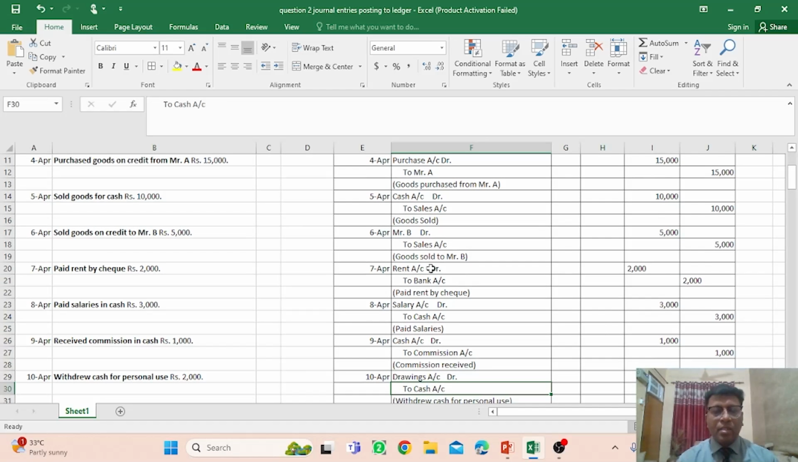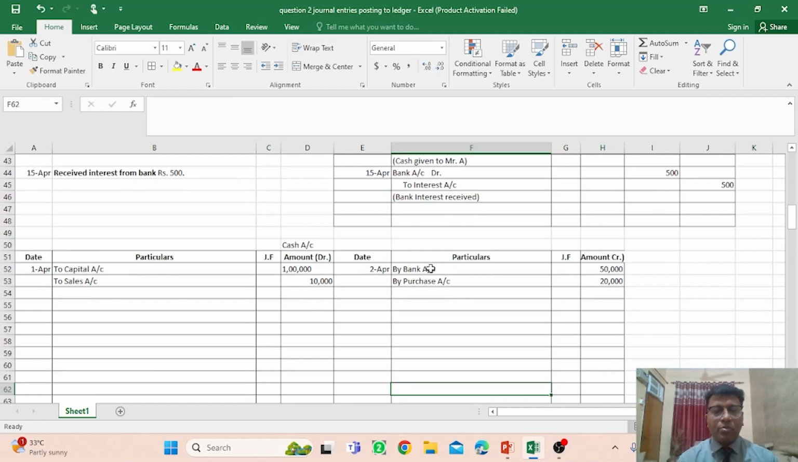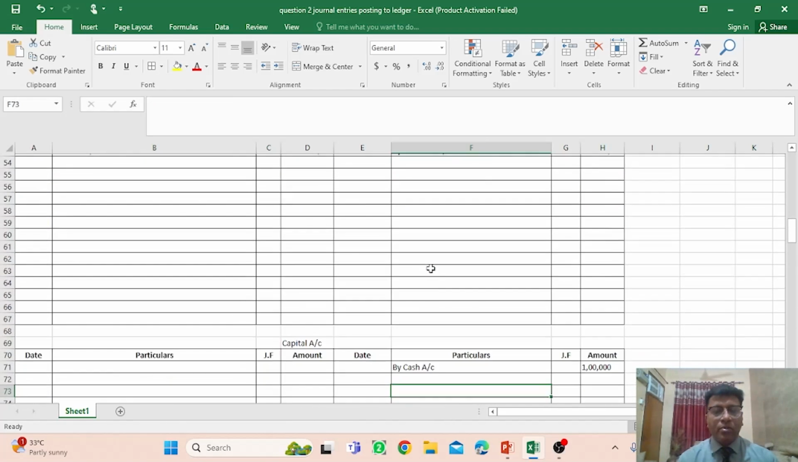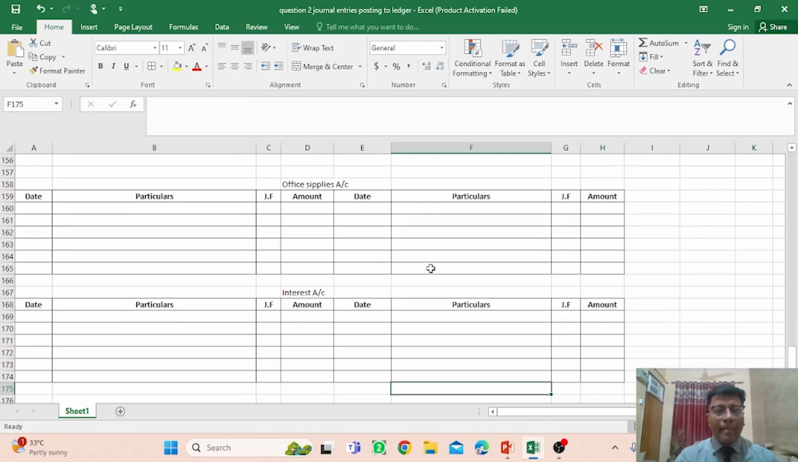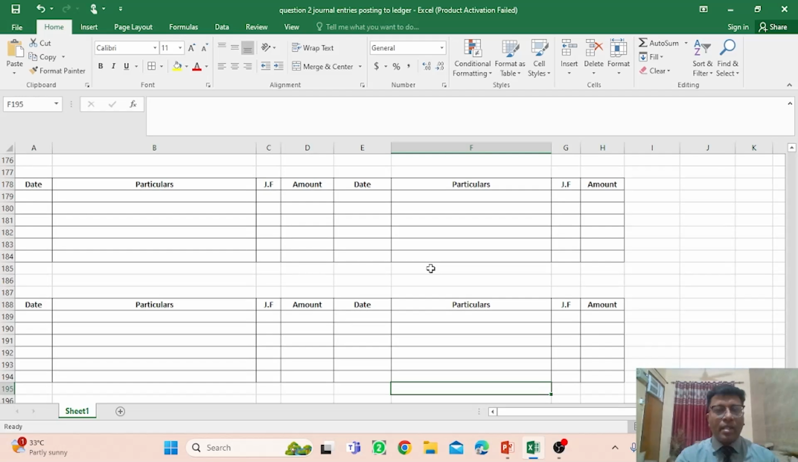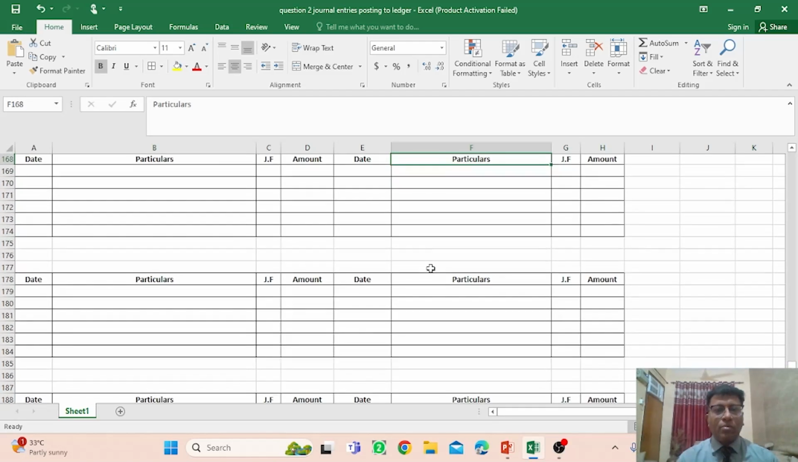And after the 6th April transaction, you come to 7th April, that is rent account debit to bank 2,000, rent account debit to bank 2,000. Okay, so you have to find out where is the rent account. I think we have not opened the rent account, no issue. We just open it, the rent account.